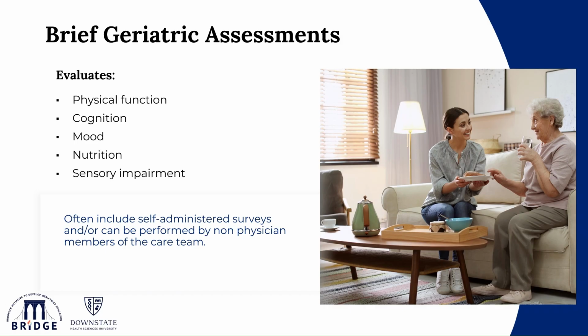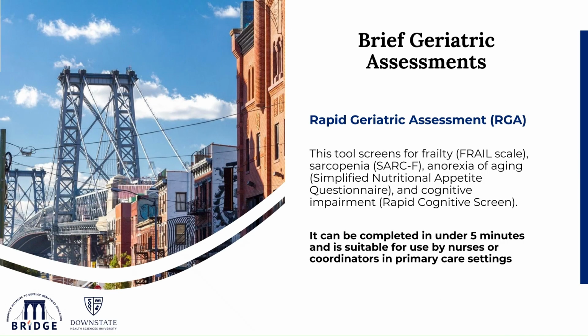The brief geriatric assessment is a targeted assessment that evaluates physical function, cognition, mood, nutrition, and sensory impairments. It'll also incorporate these self-administered surveys, or surveys done in conjunction with the patient, that can highlight what needs to be addressed. There's something called the Rapid Geriatric Assessment, and it screens for frailty and sarcopenia, anorexia, and cognitive impairment. It is very quick and gives you some information that can guide your approach for treatment in a very complex patient.